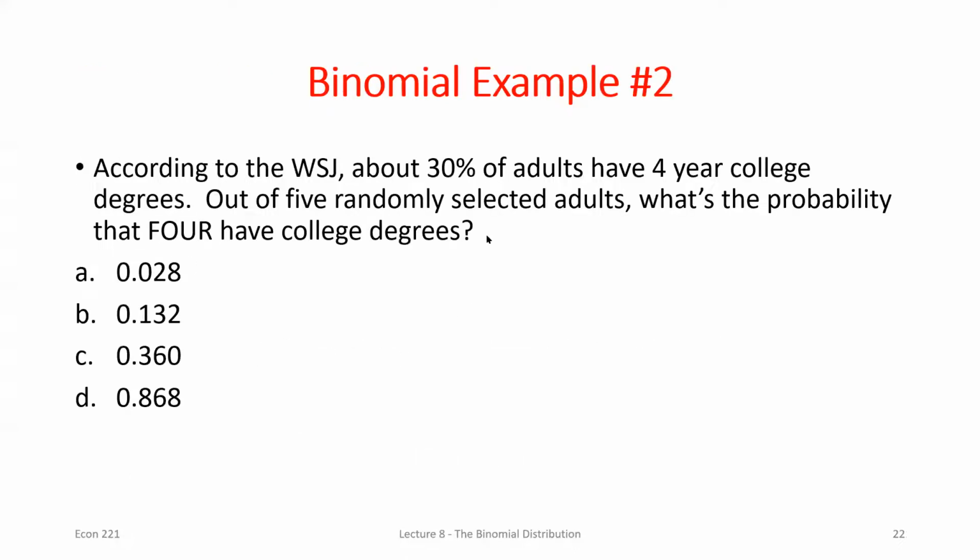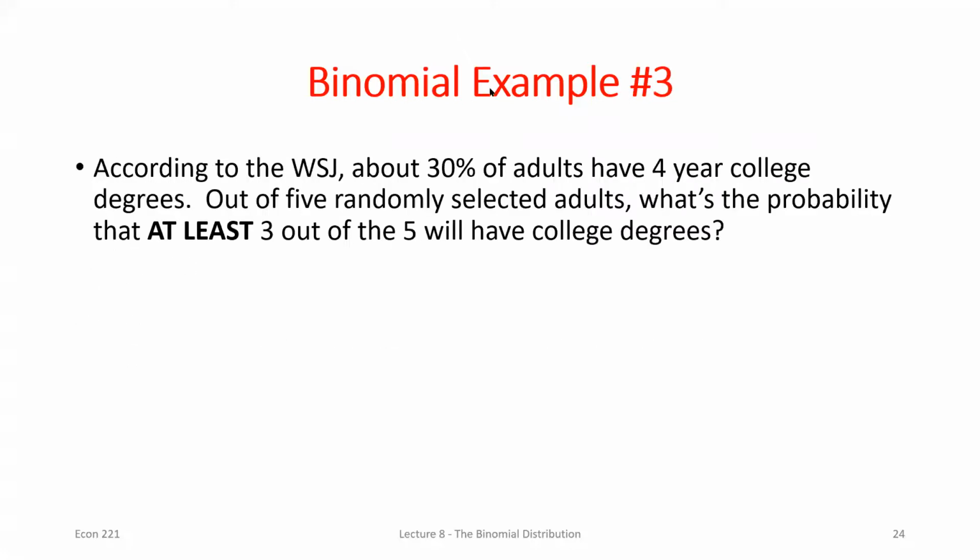So what if we have the same setup, but now what I'm interested in is, out of those 5 people, what's the probability that 4 of them have a college degree? Okay. So the probability that 4 of them have a college degree. Well, this is where I'm going to set something up that we haven't talked about yet. So intuitively, I think I might jump ahead here.